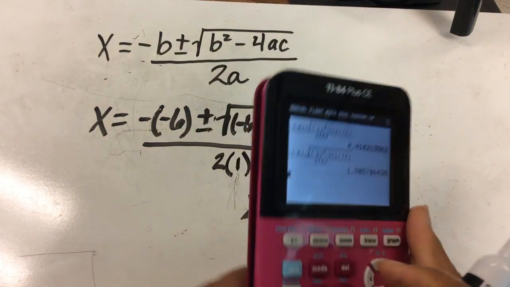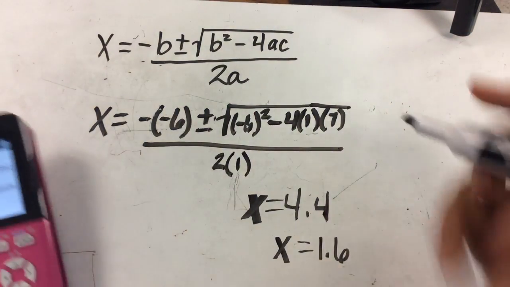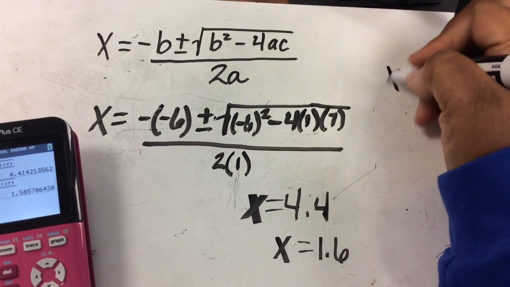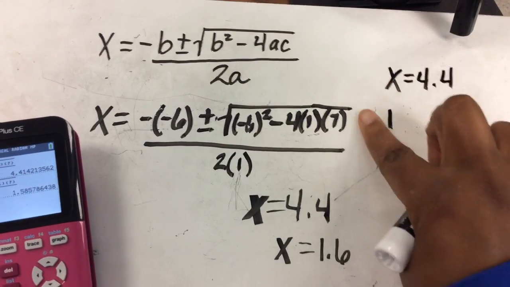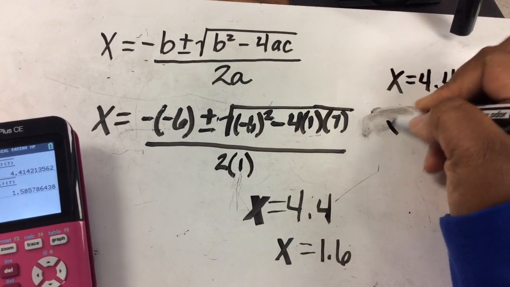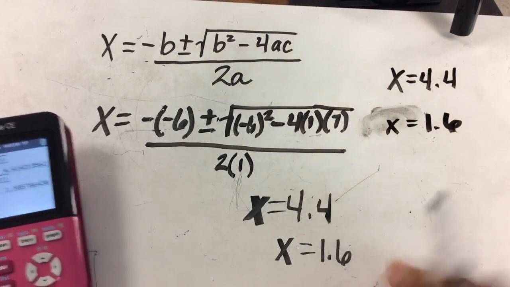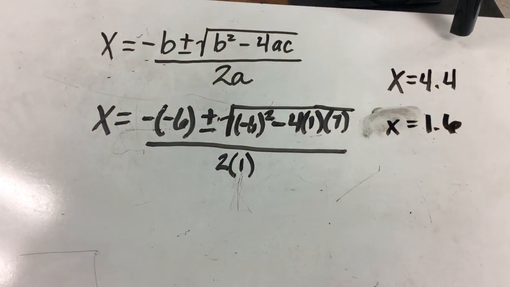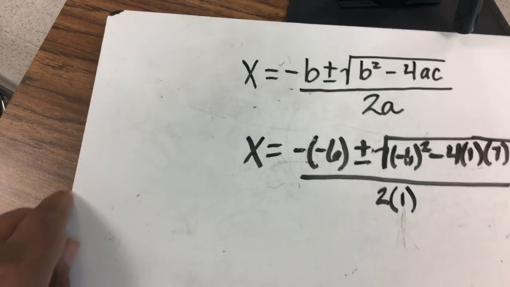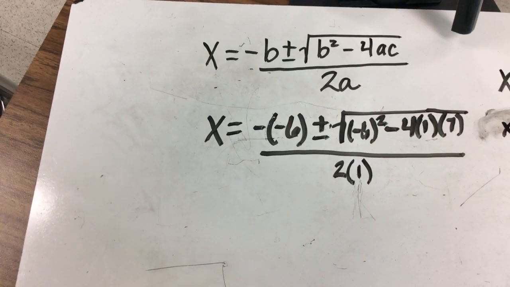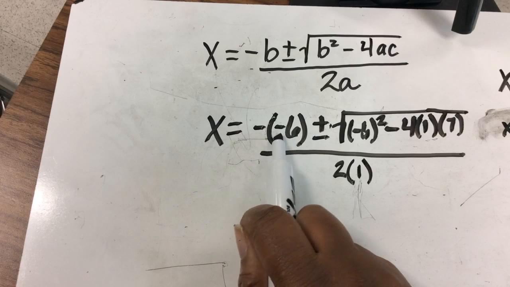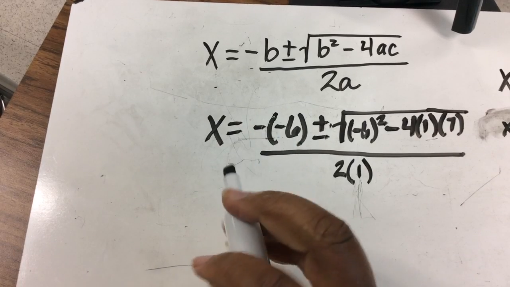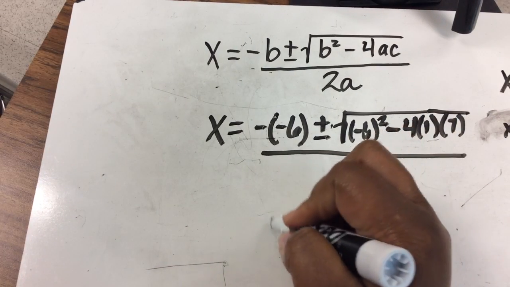Okay, so now we're going to solve this by hand. I'm going to put these numbers right up here. And then we're going to simplify this bad boy. First, we have a negative b, which is a negative 6. A negative and negative make a what? They make a positive. So that means that's a positive 6.